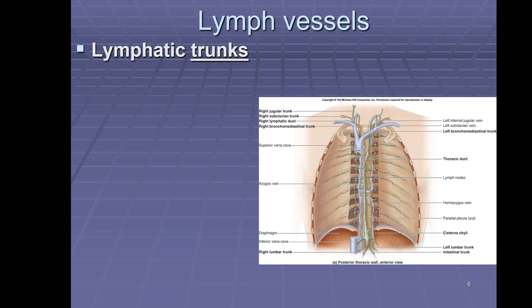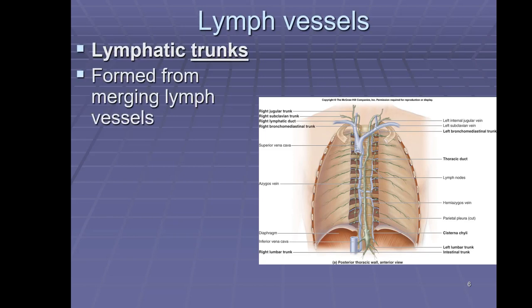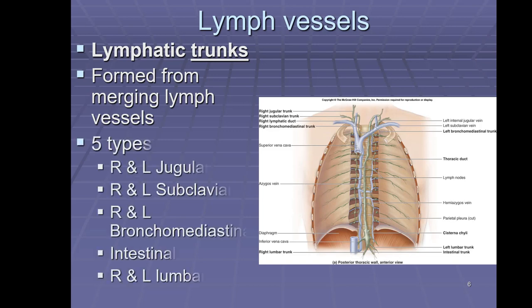So after the vessels, we have lymphatic trunks, and there's several of these, but these are getting bigger. And these are the main ones that you need to be familiar with. Notice that, based on their names, you can kind of tell where they are. You get jugular, subclavian, bronchomediastinal. Just based on the names, you should kind of have an idea where they are.